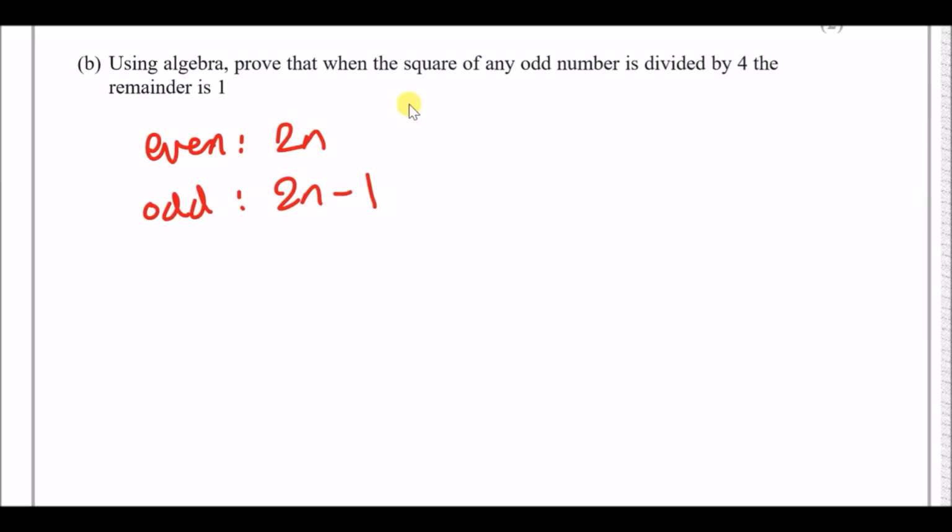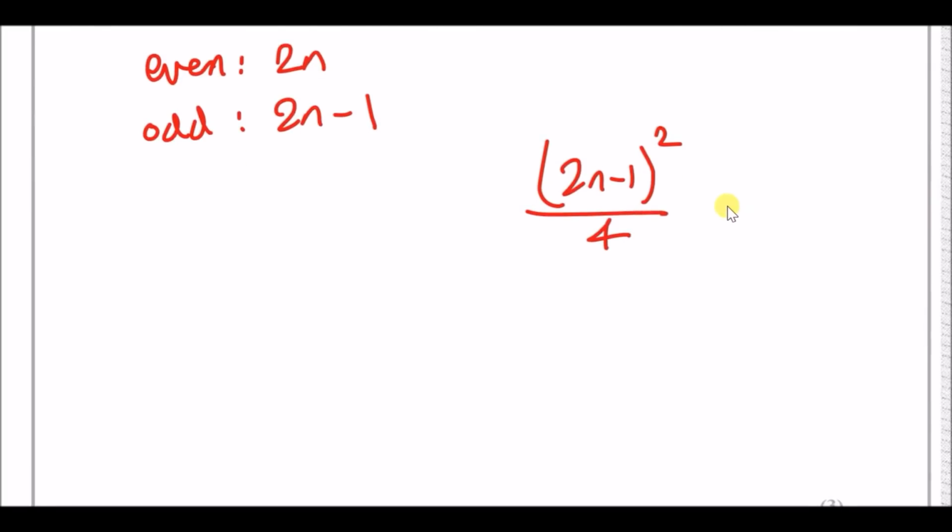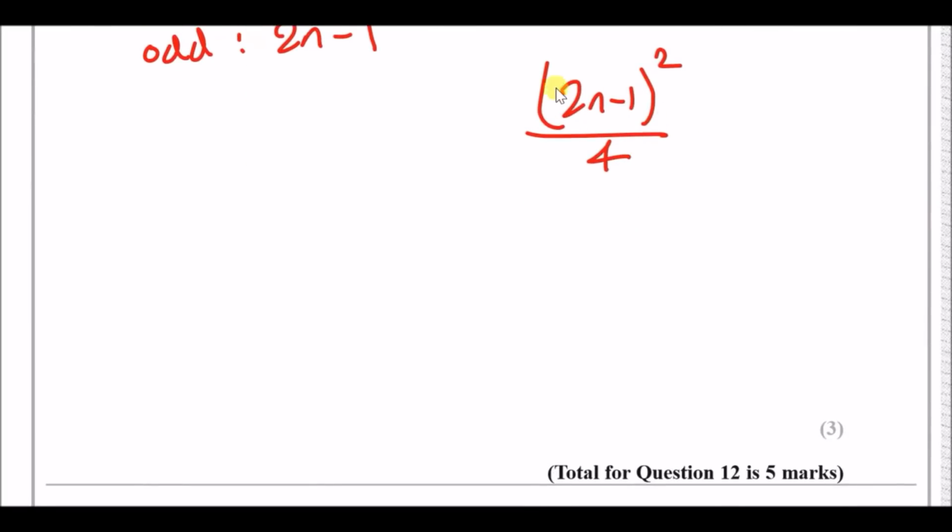Okay. Now to prove this, it says prove that when the square of an odd number is divided by 4, we get a remainder of 1. So we need to take an odd number, square it, and then divide it by 4. Alright, let's try this out. All you want to do is literally expand this term. So 2n minus 1 squared is 2n minus 1 times 2n minus 1, over 4.